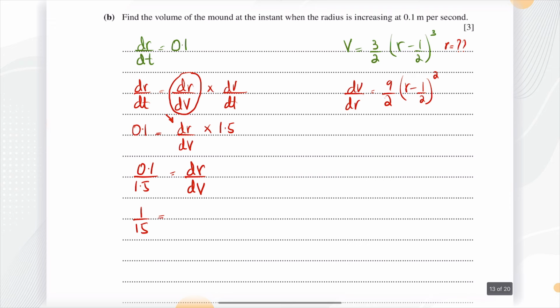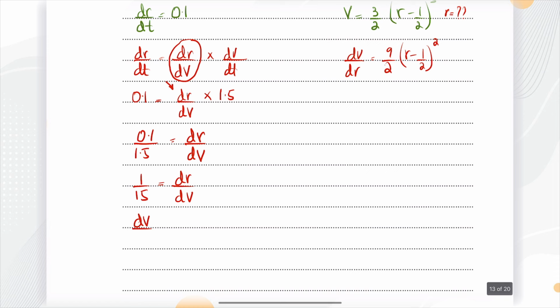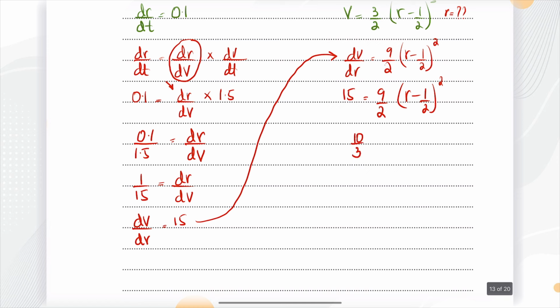So if 1 upon 15 is the value of dr upon dv, what do you think dv upon dr will be equal to? Perfect. Now this 15 I can replace over here. 15 equals 9 upon 2 into r minus 1 upon 2, the whole thing squared. Now let's take 9 over 2 to the other side, so 15 into 2 divided by 9. So what we're looking at is 10 upon 3 equals r minus 1 upon 2, the whole thing squared.